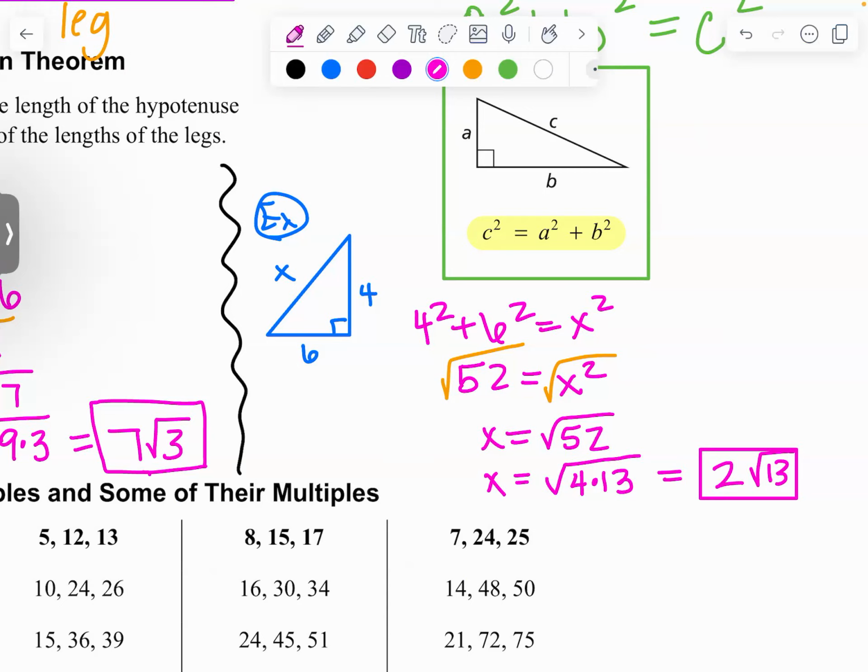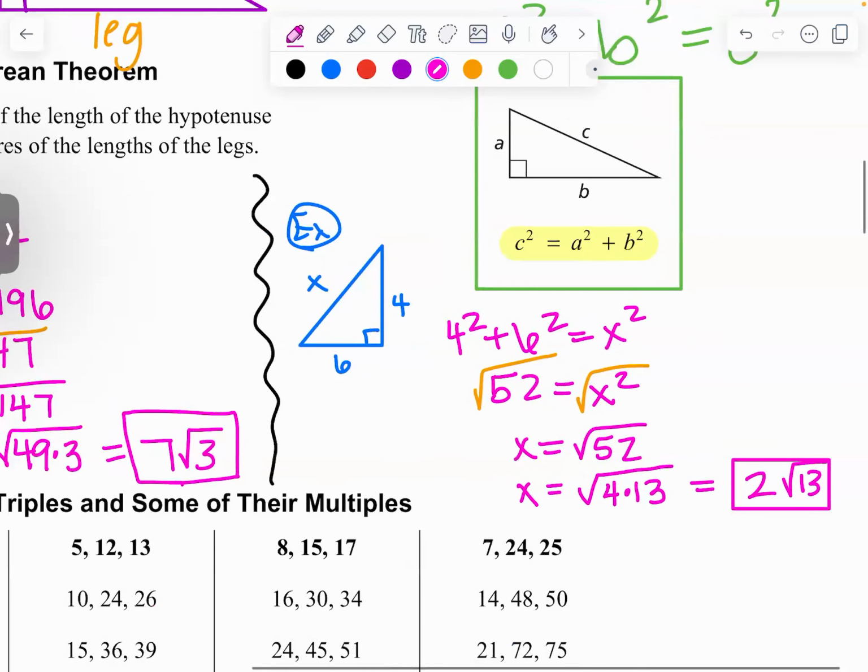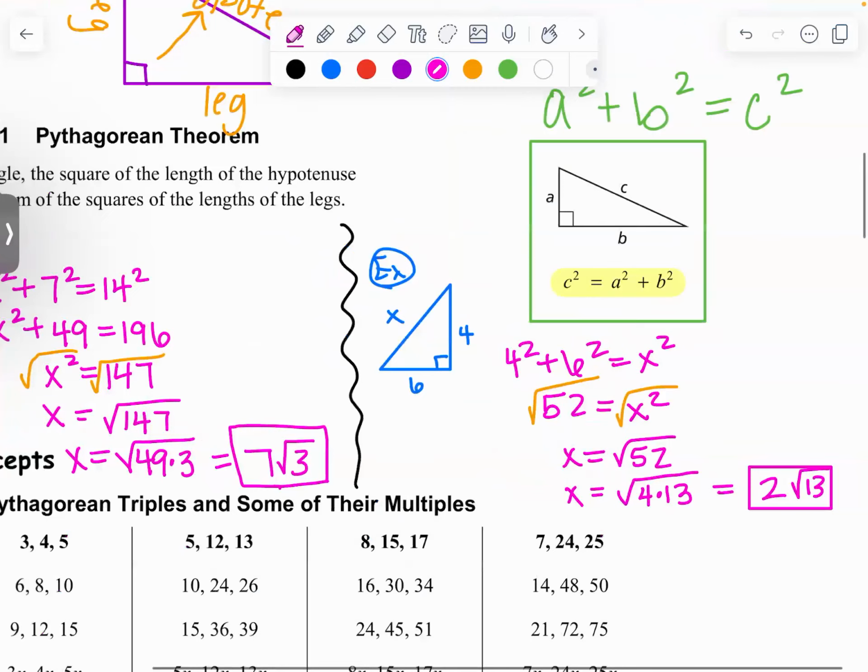All right. Now we have what's called a Pythagorean triple. Have we used that term in here yet? I think we might have used it. No, we never used it.